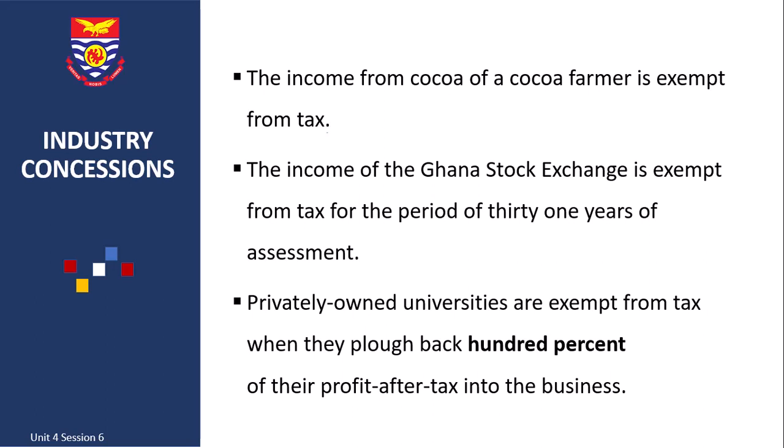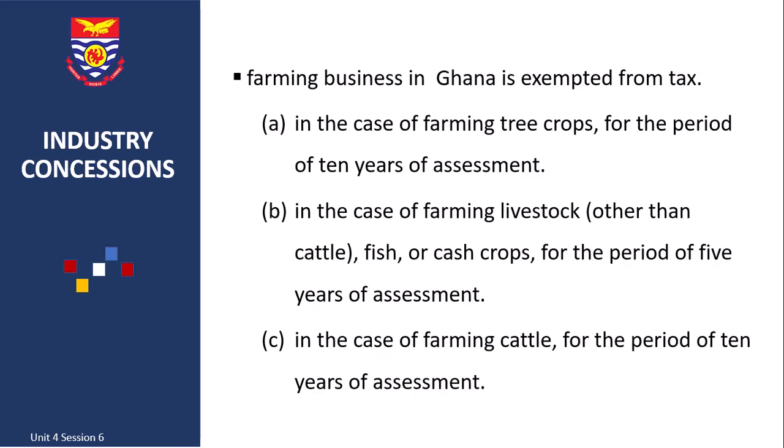Please take note. The income of the Ghana Stock Exchange is exempt from tax for a period of 31 years of assessment. Privately owned universities are exempt from tax when they plow back 100% of their profit after tax into the business. Farming business in Ghana is also exempt from tax. So in the case of tree crops, it is exempt from tax for a period of 10 years. In the case of farming livestock, fish, cash crop it is for a period of 5 years. And in the case of cattle, it is for a period of 10 years.